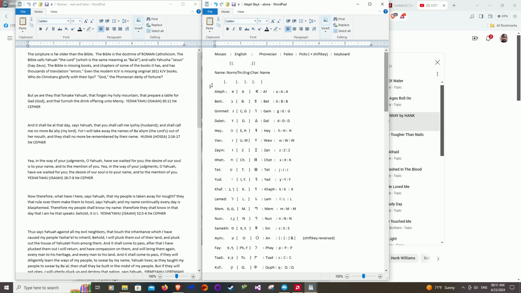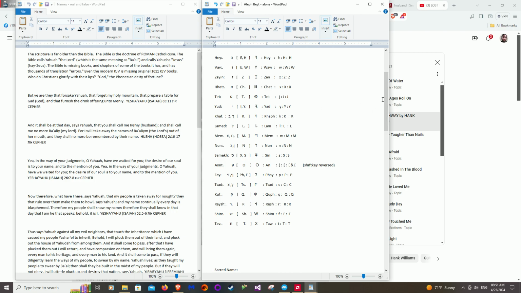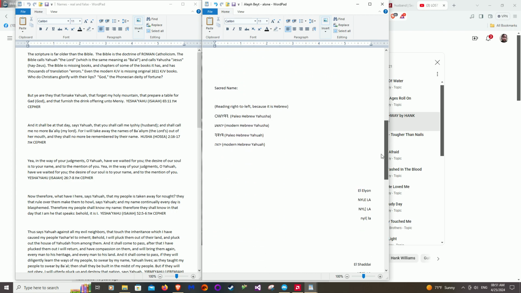So first of all, right here in the middle between these brackets, I have the English equivalent of the Hebrew. On the left side of them there is the modern Hebrew, and on the right side there is what's called Paleo Hebrew, which is the Hebrew before that. There's also another Hebrew called Picto, but there's no way to put that on here. It's not in the Unicode or whatever the computer language things are called that bind to the keys on the keyboard.